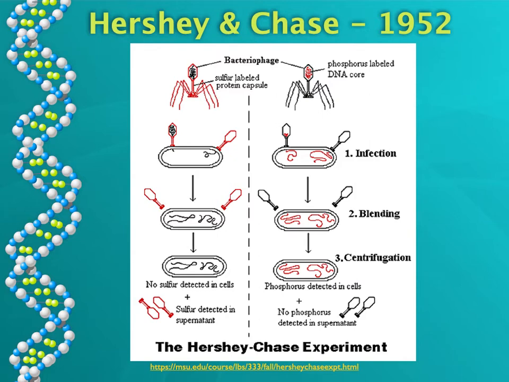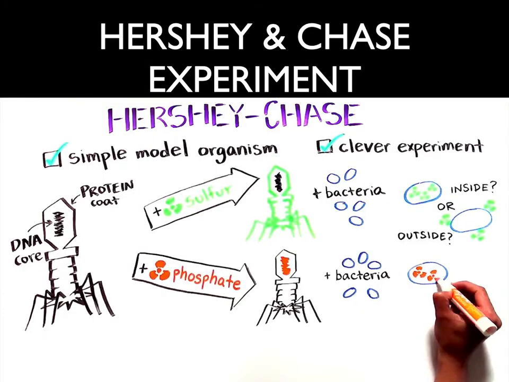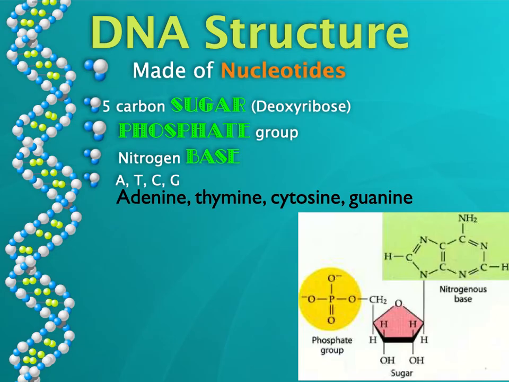They did the protein coat, and they figured out that the protein stayed on the outside of the bacteria. So then they labeled the DNA, and they figured the DNA went into the bacteria, which was another piece that DNA was the genetic material. And here's a nice little video on it that you will watch some other time.